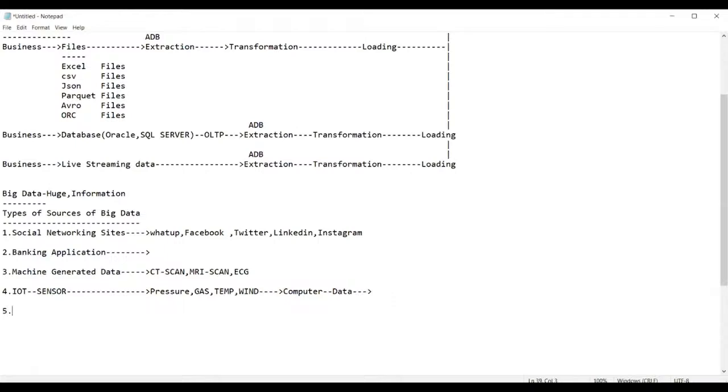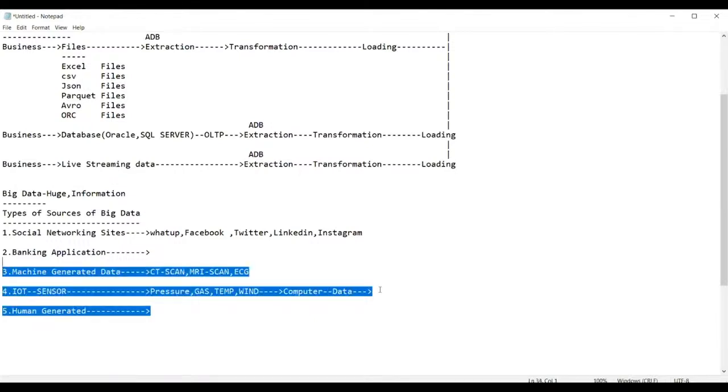Now, next, the fifth one is human generated data. It's not massive, but it can still be considered big data. Human generated data means the data which is generated by you and me, the normal routine data. So this is also considered part of big data.